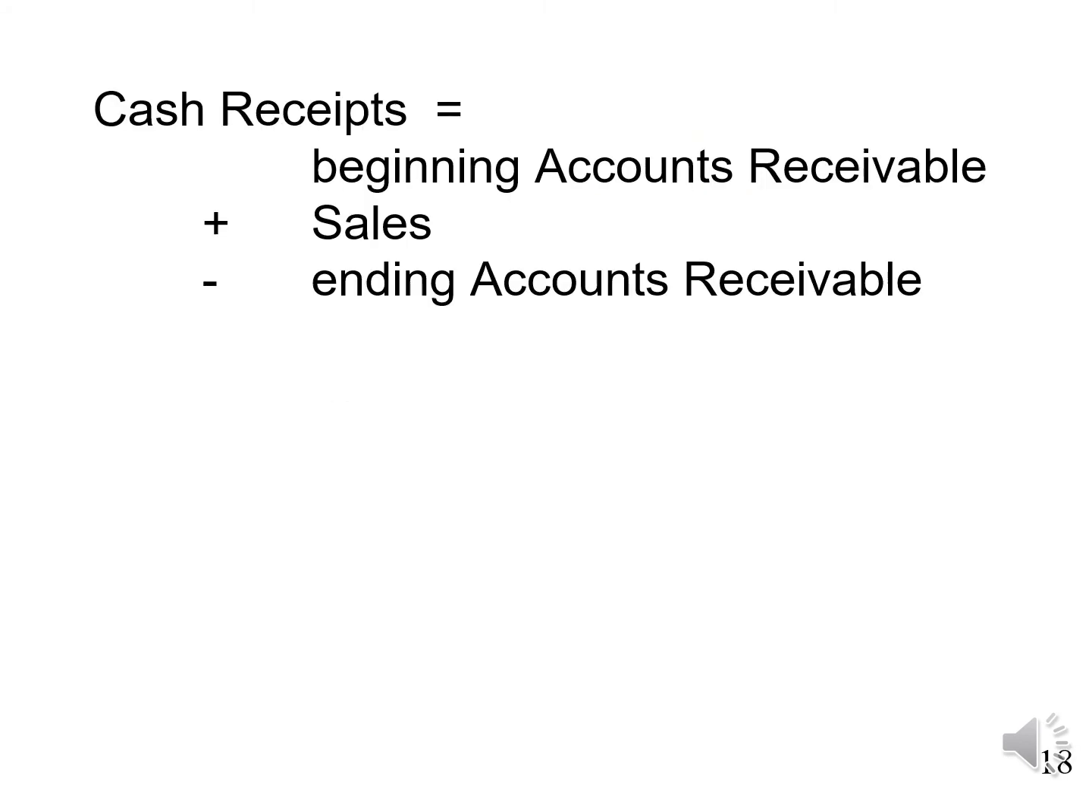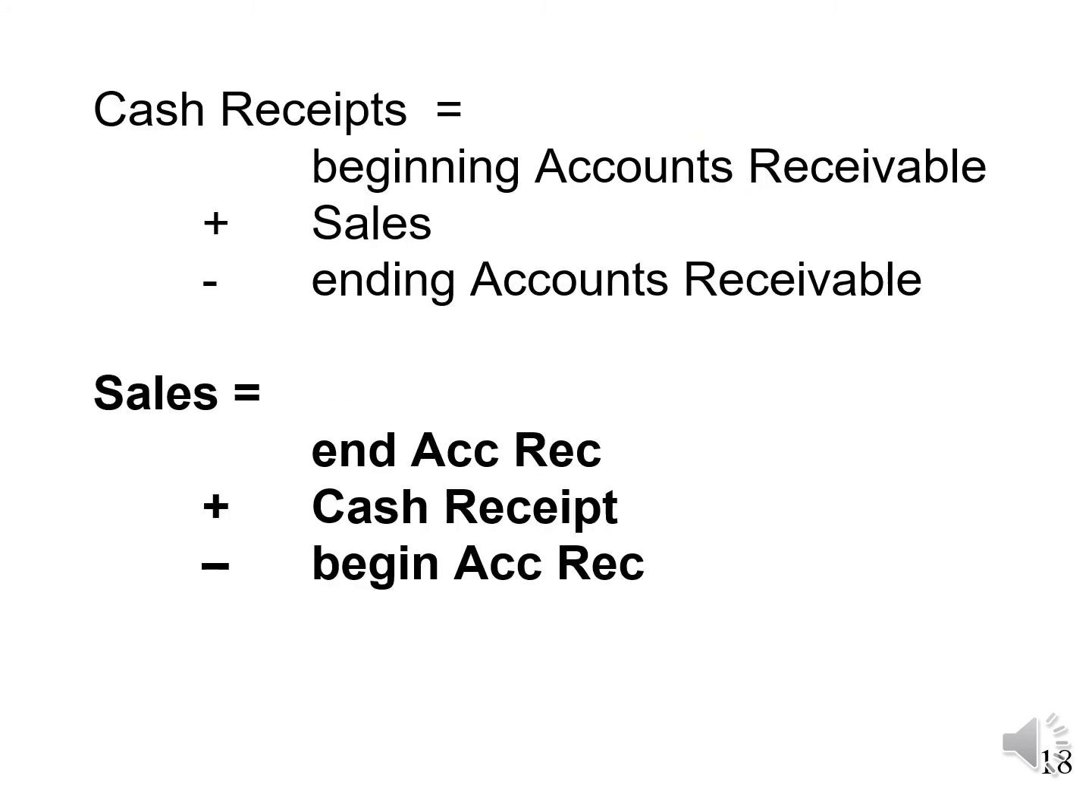For a small or mid-sized client, I should be able to reconcile or calculate what my sales are. I take that formula, ending accounts receivable plus cash receipts minus beginning accounts receivable equals sales. I may have to make some adjustments. They may have some cash receipts that aren't related to sales, but that shouldn't be too hard to work around.